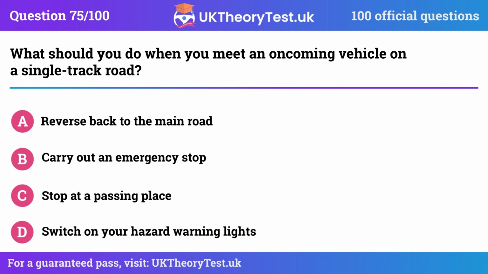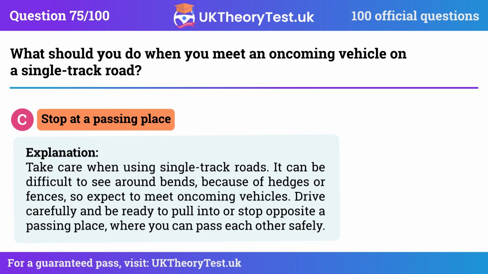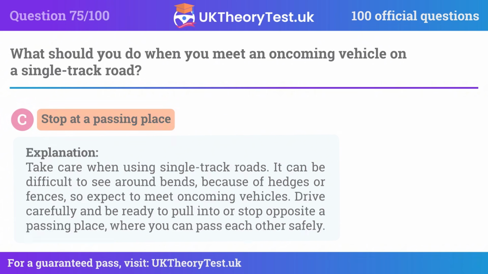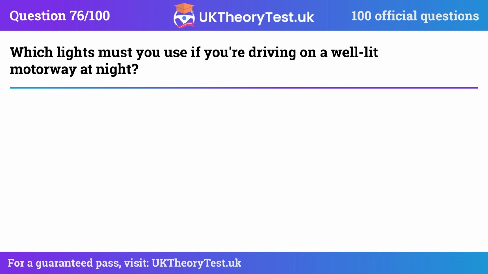The correct answer is C. Stop at a passing place. Explanation. Take care when using single-track roads. It can be difficult to see around bends because of hedges or fences, so expect to meet oncoming vehicles. Drive carefully and be ready to pull into or stop opposite a passing place, where you can pass each other safely. Question 76. Which lights must you use if you're driving on a well-lit motorway at night?